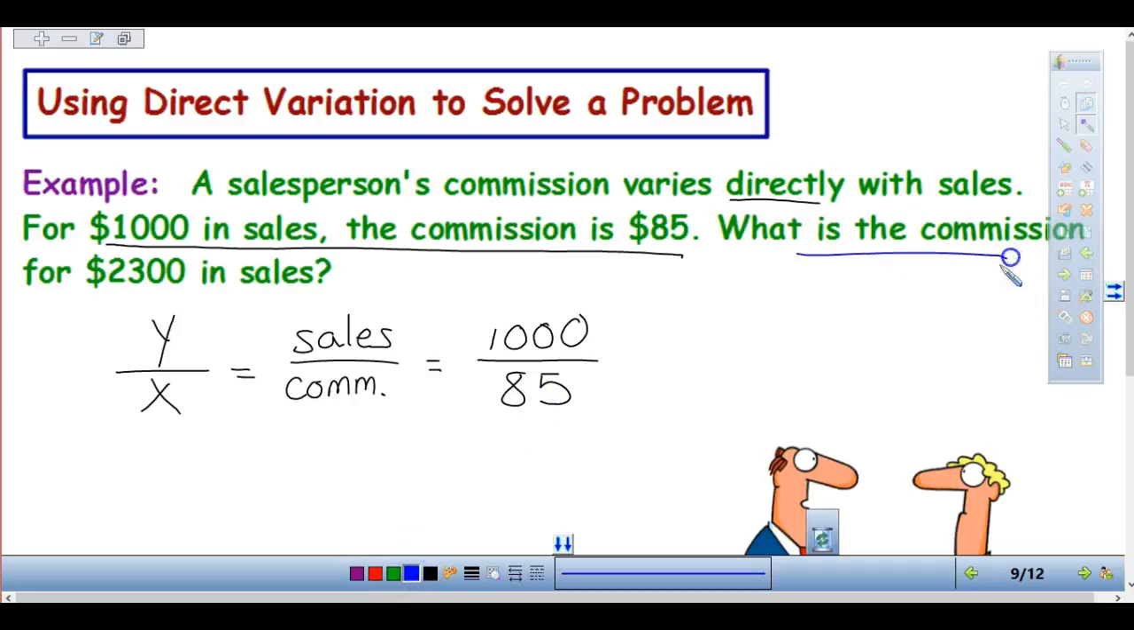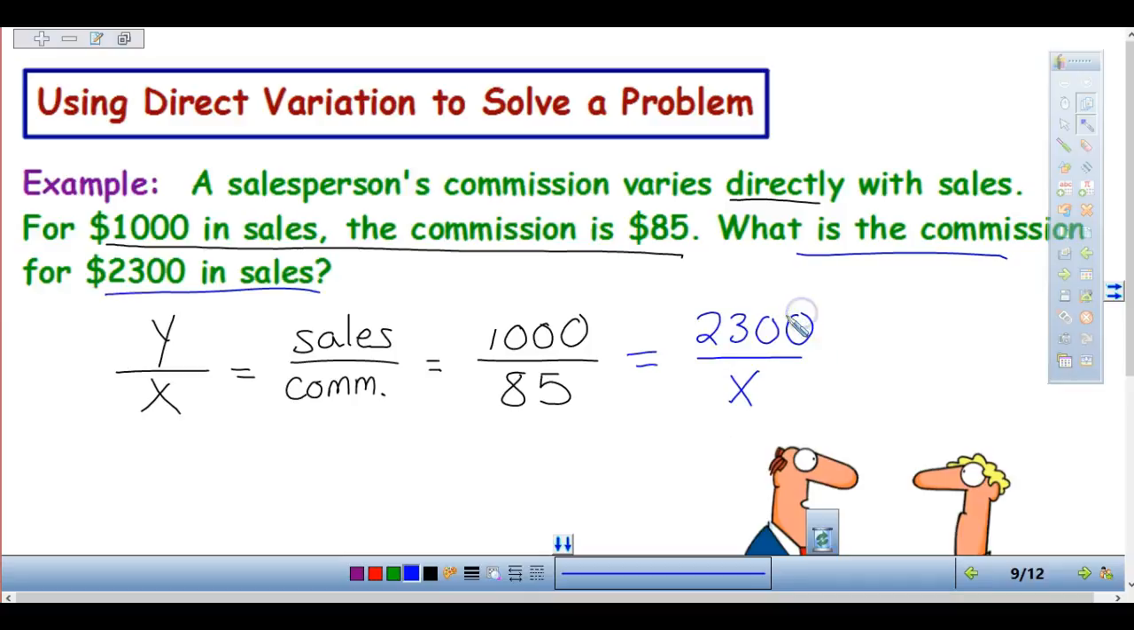Then, what's the commission if I make 2,300? Well, how's that going to look? Sales over commission. What do I want? I want commission, so what am I going to be looking for? No. I don't need to always find y. What am I looking for? If I went sales over commission, my commission is x, isn't it? So I'm going to look for x this time. Doesn't matter. You can call it whatever you want. I can even call it C if I want. Doesn't have to be x and y. And then the 2,300 goes on top.